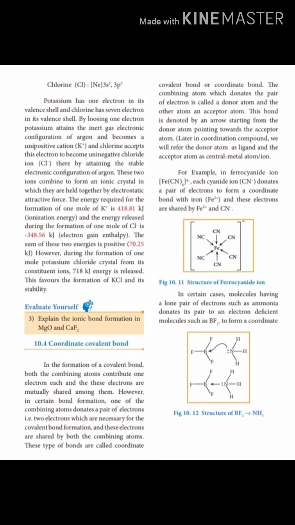In certain cases, molecules having a lone pair of electrons, such as ammonia, donate their pair of electrons to electron deficient molecules such as boron trifluoride to form a coordinate bond. Structure of boron trifluoride ammonia.